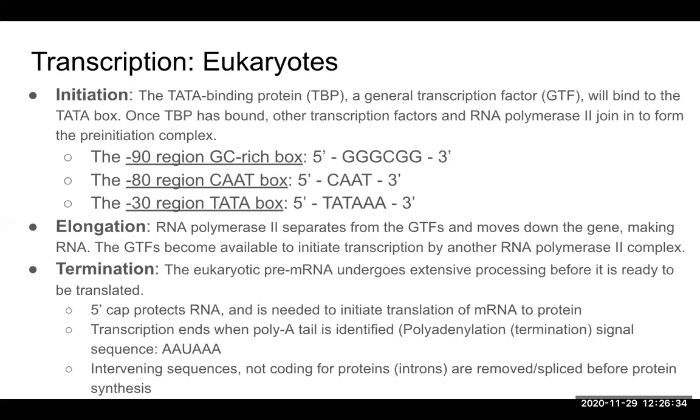The termination signal sequence is AAUAAA, and intervening sequences not coding for protein, which are introns, are going to be removed or spliced from protein synthesis. And going back to that poly A tail, an endonuclease recognizes the poly A signal and will cut the RNA about 20 base pairs downstream.